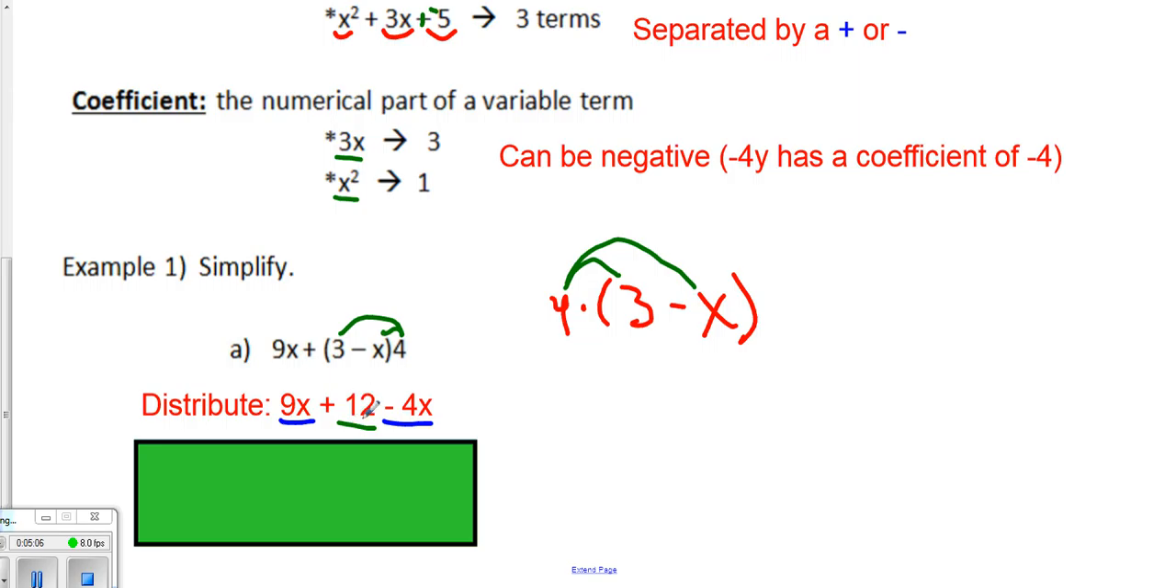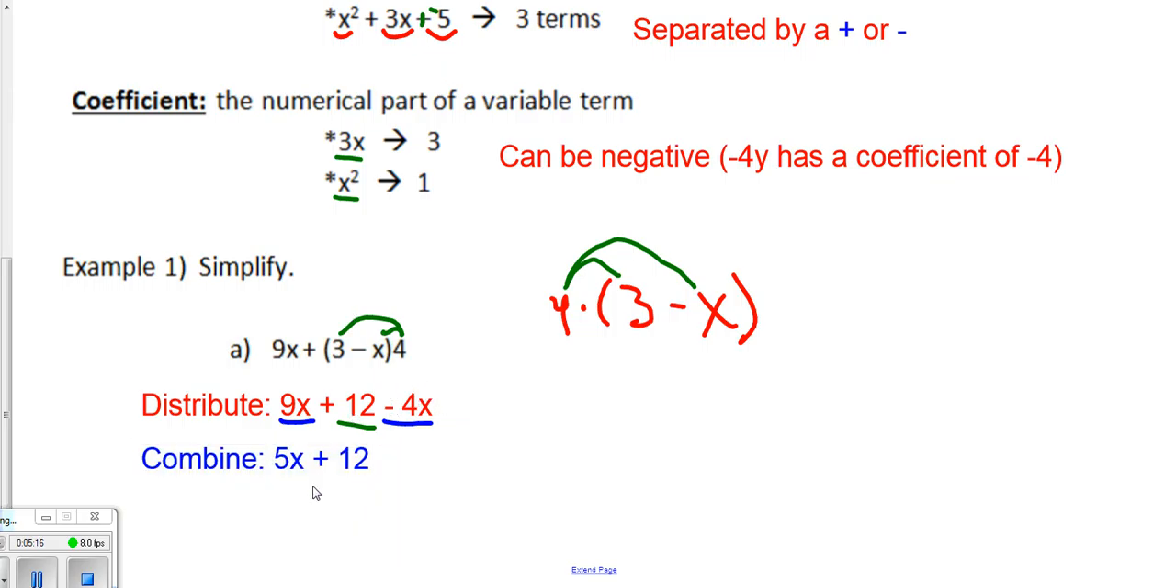So we can't combine 12 with these two, but we can put these ones together. 9x and a negative 4x, if we add those together, becomes a 5x. So just 5x's plus 12. So in the end, this would be your simplified expression, 5x plus 12.